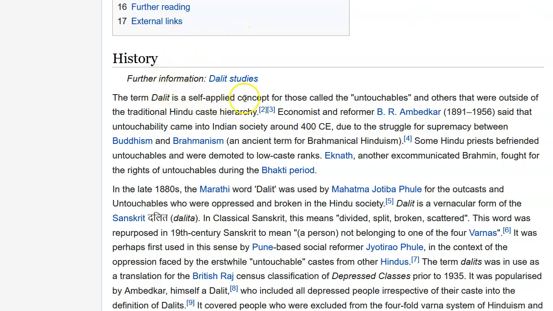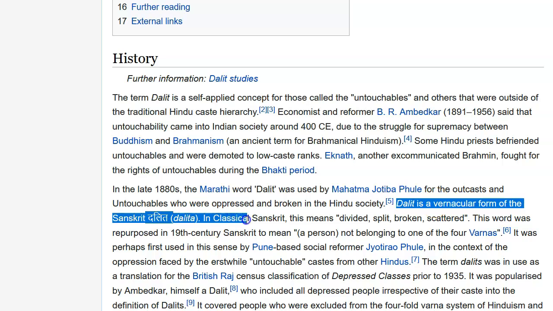The term Dalit is a self-applied concept for those called the Untouchables and others that were outside the traditional Hindu caste hierarchy. I can't read all that, but some Hindu priests befriended Untouchables and were demoted to low caste ranks just for befriending them. And Dalit is a vernacular form of the Sanskrit Dalita. In classical Sanskrit, this means divided, split, broken, scattered.